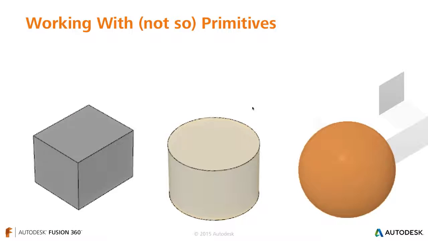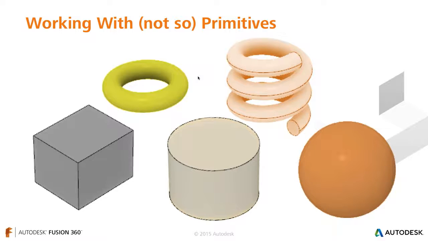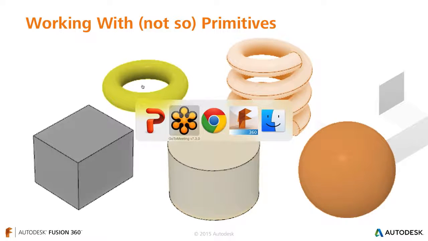The easiest way to do that is to use what is called a primitive. Primitives can be any one of the shapes you see here: a cube, a cylinder, a sphere. You can also do things like toroids, or the donut shape over here on the left-hand side, or this coil that you see as well.